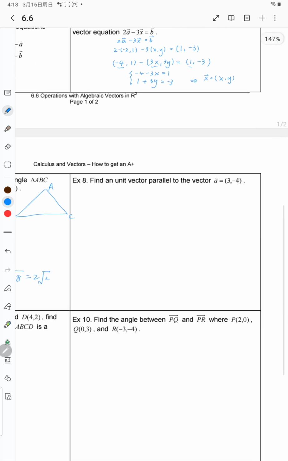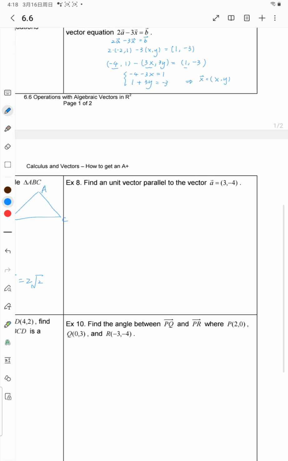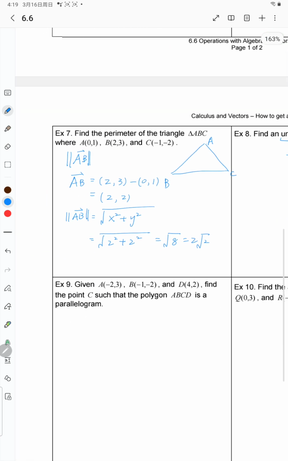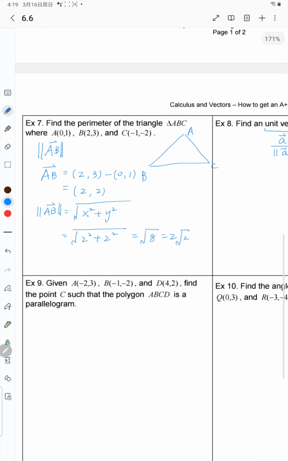And then, all right, unit vector parallel to a vector, and this we also talk about. For the unit vector, we use a formula like A divided by the length of A, right? So this is going to be (3, 4), and then the square root. The norm, we always use the square root of x squared plus y squared, all right? And then, what is this?